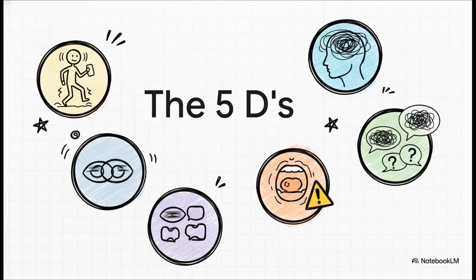Dizziness, and we mean true vertigo. Dysarthria, or slurred speech. Dysphagia, difficulty swallowing. Diplopia, double vision. And dystaxia, which is just another word for ataxia, or incoordination. If you see any combination of these symptoms, your suspicion for a brainstem or cerebellar stroke should be sky high, and that patient needs urgent attention.